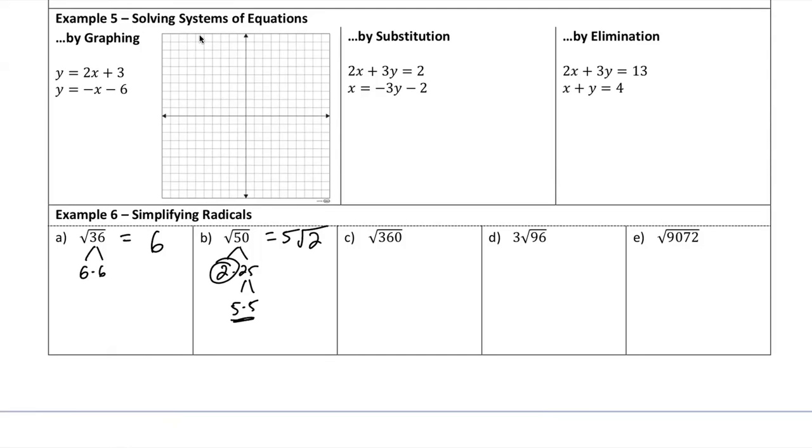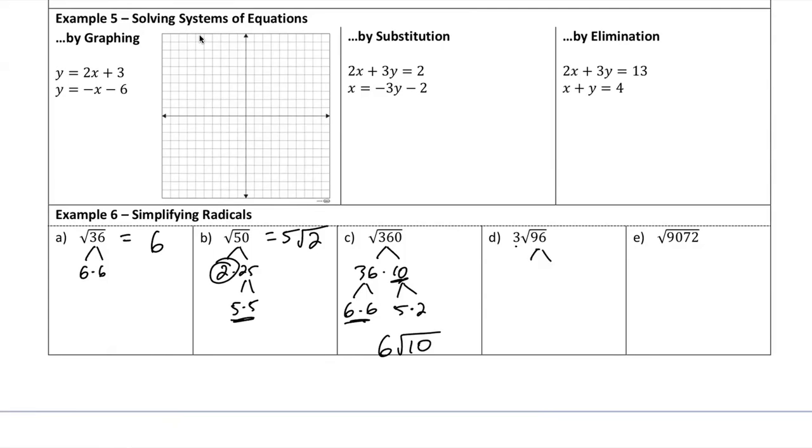So for example, 360, that's 36 times 10, and 36 is 6 times 6, so there's my perfect square. 10 is 5 times 2. And then I cannot break down 5 and 2 anymore. That's as low as it gets. So that's actually done at the 10 mark. So what I get here is 6 is going to come to the front. Square root of 10 stays on the inside.